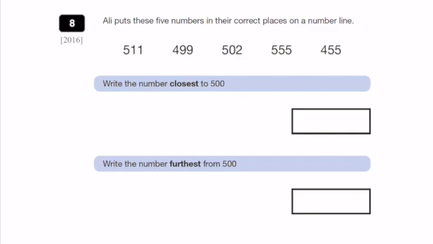Okay, so 500. So 511 is plus 11. 499 is minus 1 because 500 take away 1 is 499. This is plus 2. This is plus 55. And this is minus 45. Now, if you have to do 500 take away 455, column method, that's fine. So the closest number then is 499 because it's only minus 1. The furthest, I'm looking for the biggest amount, is 555, which is the furthest away.